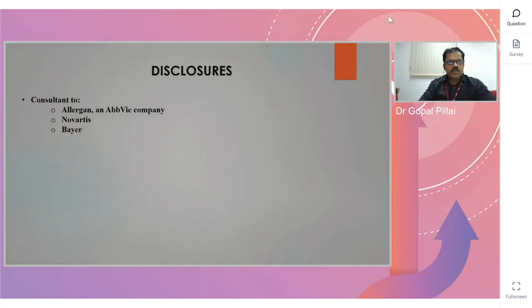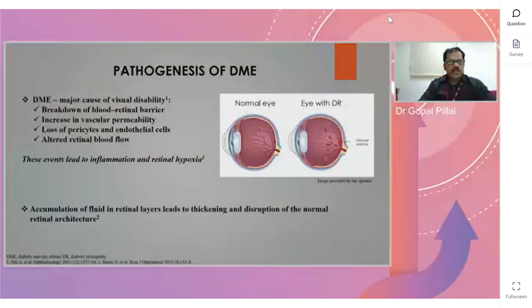So these are my disclosures. And as you know, pathogenesis of DME includes breakdown of the blood retinal barrier, increase in the vascular permeability, loss of pericytes and endothelial cells, altered retinal blood flow, all which was shown by Dr. Rajiv Raman in a beautiful animation. And along with this, there will be a lot of inflammation, retinal hypoxia, accumulation of fluid in the retinal layers, leading to thickening and disruption of the normal retinal architecture.